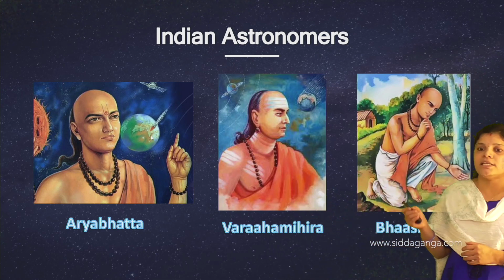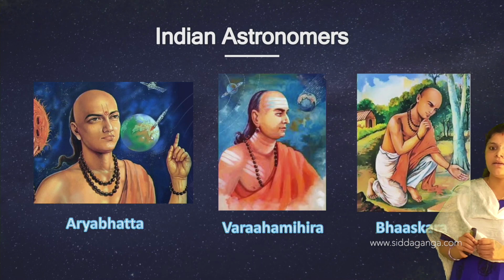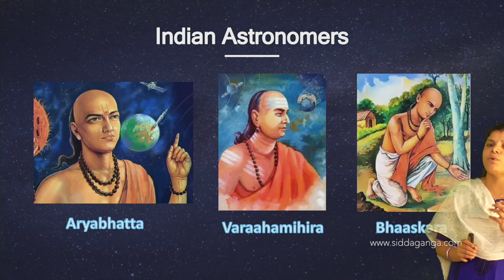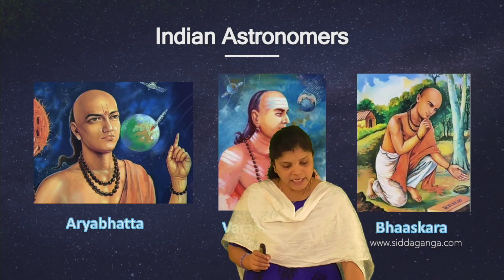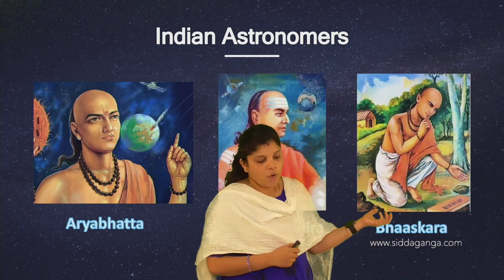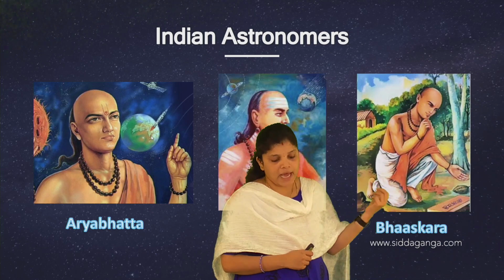And the next and last one is Bhaskara. See this, Bhaskara is also one of the great Indian astronomers. See, he discovered a method to work out how planets move.